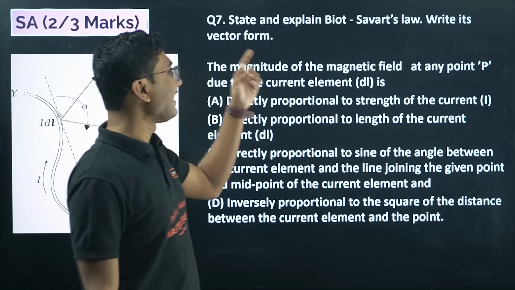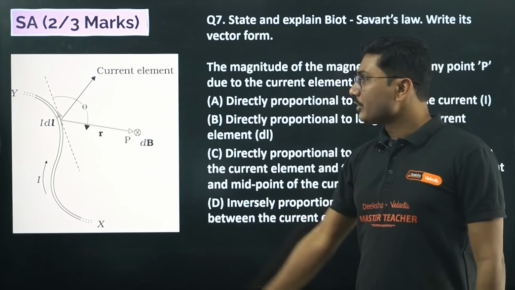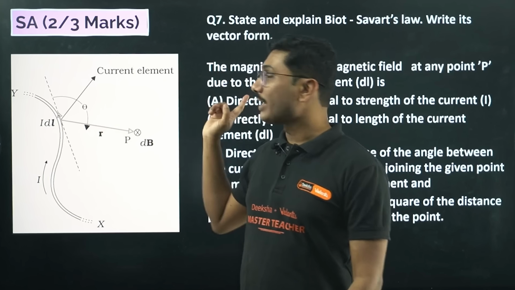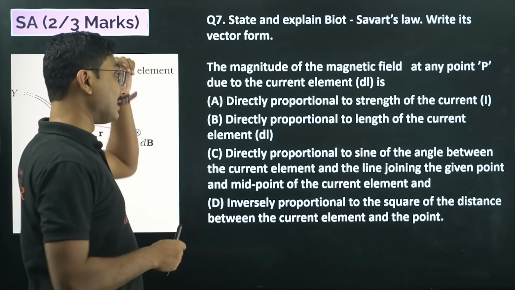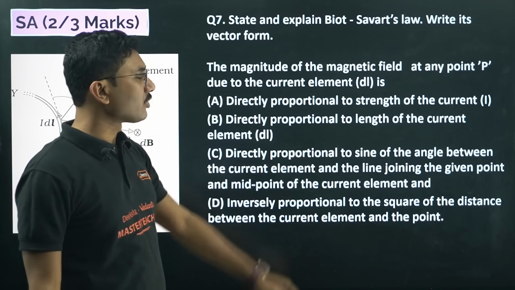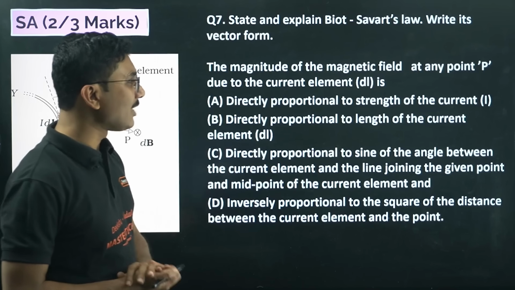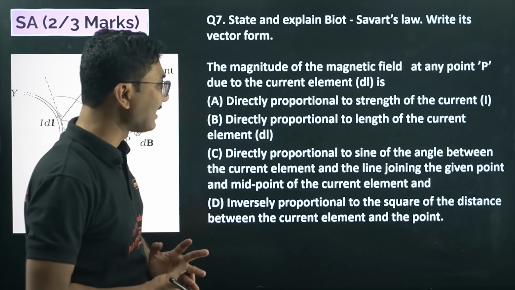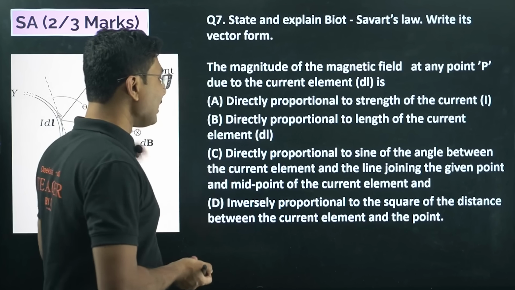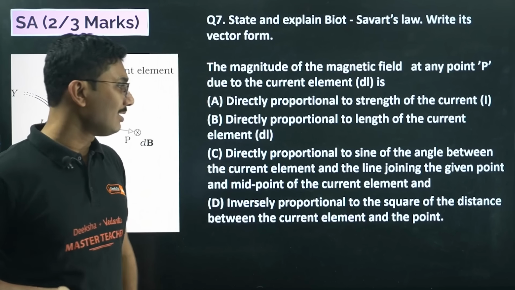Next is: state and explain Biot-Savart's law. Write its vector form. Okay, so this is the expression. The diagram is compulsory when you are writing the Biot-Savart's law. It is directly proportional to the strength of the current I, directly proportional to the length of the current element dl, directly proportional to the sine of the angle between the current element and the line joining the given point and the midpoint of the current element, and inversely proportional to the square of the distance between the current element and the point.